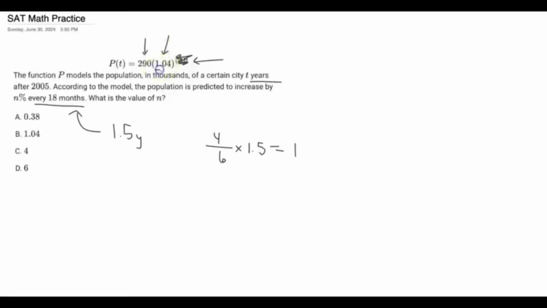So this 1 right here represents obviously the initial amount. So let's say it was 1.0, that means the population would just stay the same at 290. But because it's greater than that, it's 1.04, what this represents is a 4% increase, right? So if it was, let's say, 1.1, that would be a 10% increase. And so we know right here, it's a 4% increase. So the question says, according to the model, the population is predicted to increase by n% every 18 months. The value of n is what? Well, we said n would be 4%. So the answer here is C.